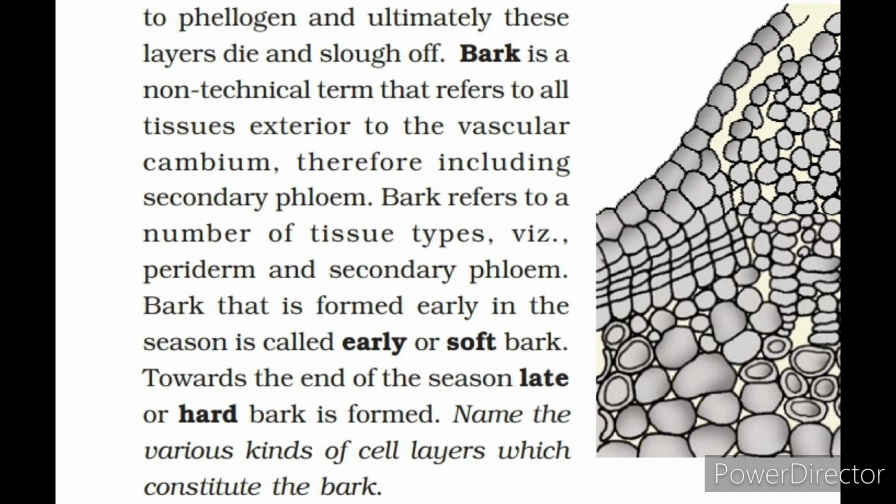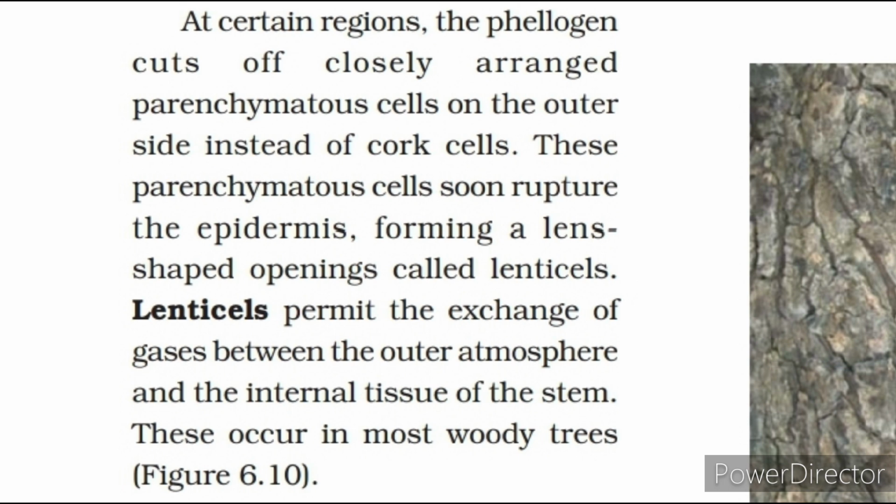Name the various kinds of cell layers which constitute the bark. At certain regions, the phellogen cuts off closely arranged parenchymatous cells on the outer side instead of cork cells. These parenchymatous cells soon rupture the epidermis, forming lens-shaped openings called lenticels. Lenticels permit the exchange of gases between the outer atmosphere and the internal tissue of the stem. These occur in most woody trees.